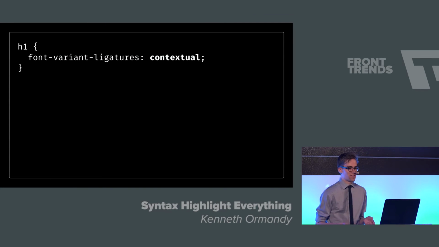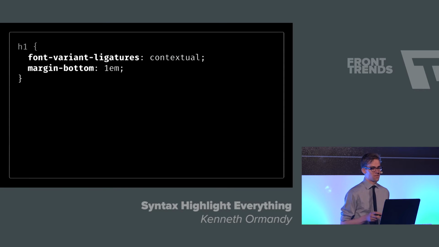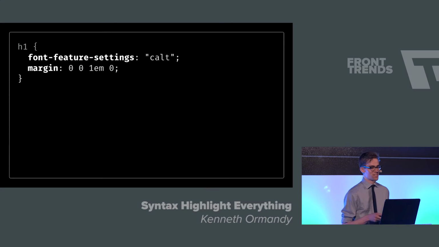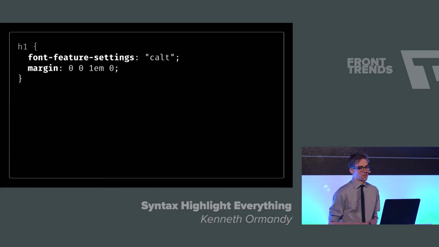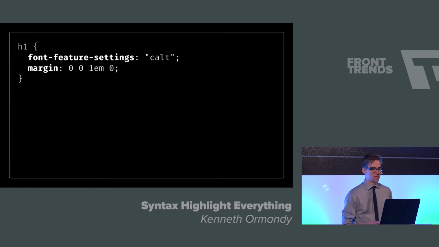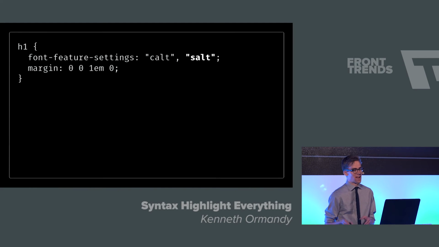So far, we've been using the font-variant-ligatures property, but to use stylistic alternates, it actually requires the higher level font-feature-settings property. Font-variant-ligatures is a lower level property, kind of like margin-bottom. You can set margin-bottom 1em, or you can set margin 0 0 1em 0. So font-feature-settings is the higher level property that lets you specify multiple OpenType features at once. So in this case, we'll specify contextual alternates, which are shortened to calt, and we'll also specify stylistic alternates, which are shortened to salt.